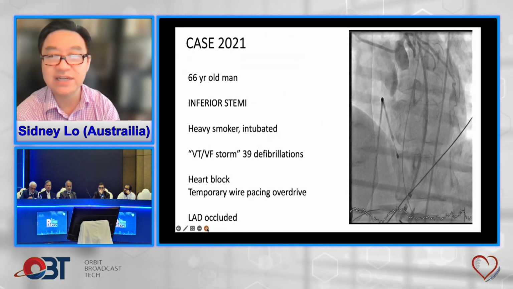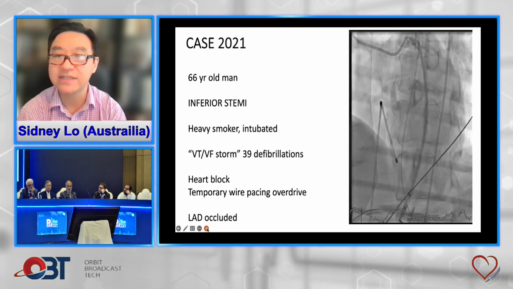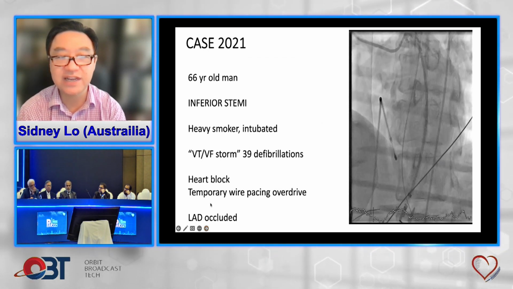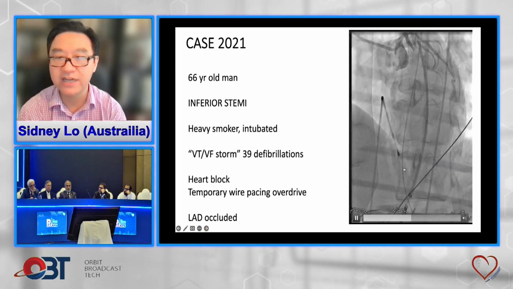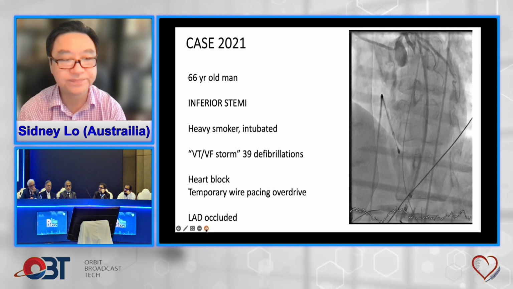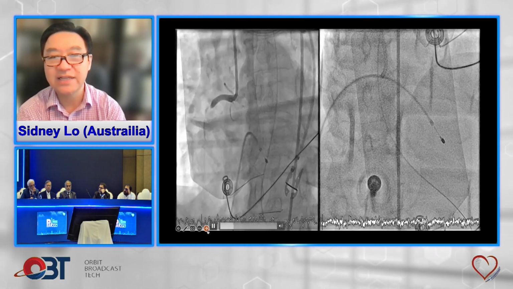I'll show you a case. This is a recent case from a couple of years ago. A 66-year-old male, a smoker, with inferior STEMI. He had a VT-VF storm with 39 defibrillations, heart block, and a temporary wire was placed. The LAD was occluded. The culprit was the right coronary artery, which was stented, and he stabilized very quickly.